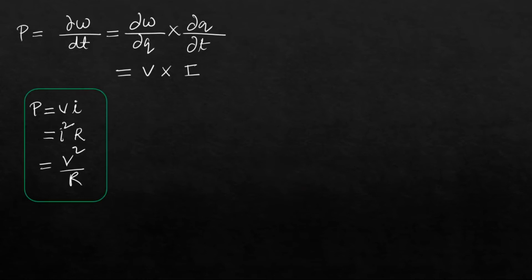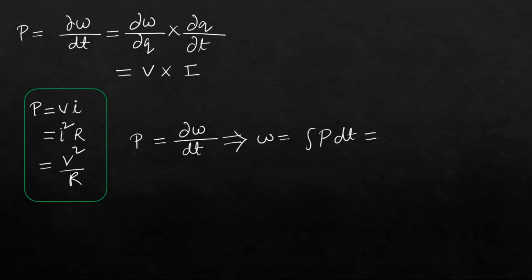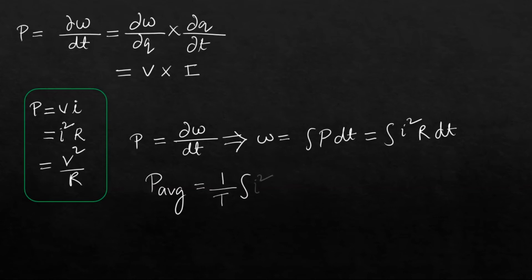What about the energy? To determine the energy, actually power is the time rate change of energy. Power is actually dW by dt. So what is the work done or the energy stored? That is, work done is equal to the integral of P dt. If you put the value of P, it becomes the integral of I square R dt. Usually what we do is, if you want to calculate average power, how to calculate average power of any quantity? Average power is equal to 1 by T integral of I square R dt.